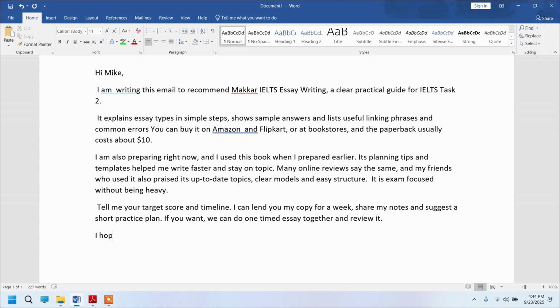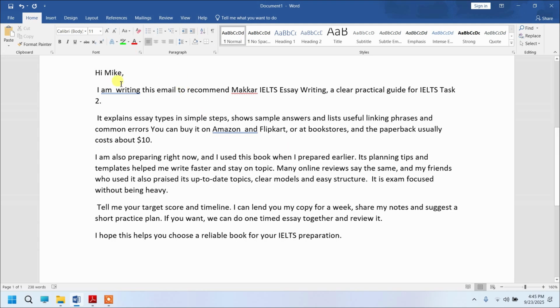Now, closing statement. I hope this helps you choose a reliable book for your IELTS preparation. I don't want to say next attempt. Next attempt means he has already taken the exam, but there is no such mention that he has already taken it and that I am recommending because of that. So simply say this one.